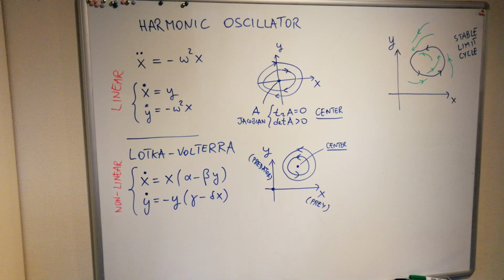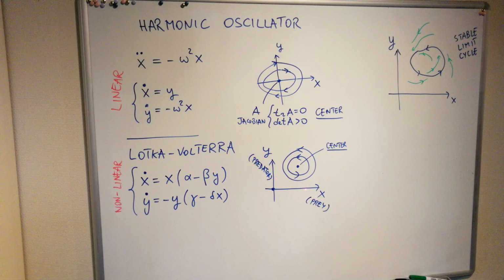We have seen also very similar oscillations in a nonlinear system, namely the Lotka-Volterra system. These are the differential equations describing this system. So x dot is x times (alpha minus beta y), y dot is minus y times (gamma minus delta x). This is a nonlinear system because we have a coupling term, x times y. It describes a system of prey and predators, where x is the prey and y is the predator.